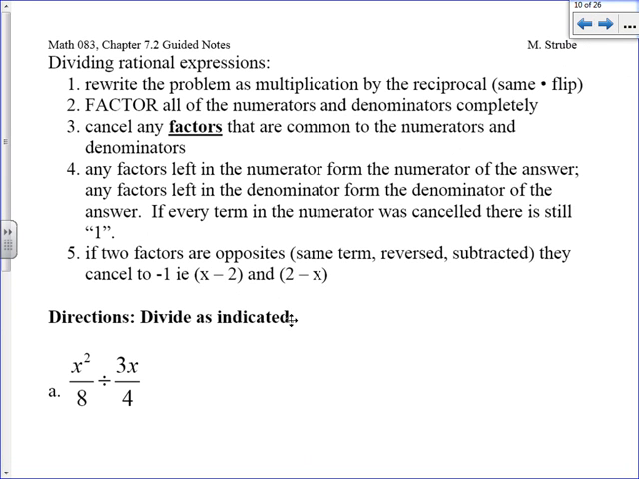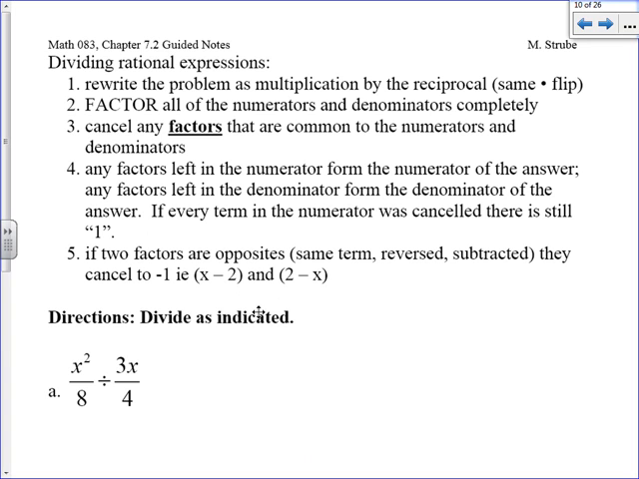All right, let's do some dividing. Now, there's one different rule when you divide fractions. Who remembers how you divide fractions? Flip the second fraction. You multiply by the reciprocal of the second fraction. Now, you only do this if it says divide. If it says multiply, you just start factoring and canceling.